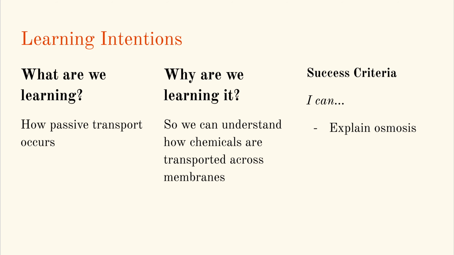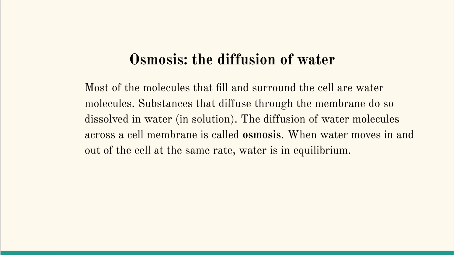Today we're continuing to talk about passive transport so we can understand the transport of chemicals across membranes, and what we're talking about today is osmosis. So we talked last time about how diffusion causes chemicals to move from areas of high concentration to areas of low concentration. Well, what if the cell membrane stops a chemical from moving?